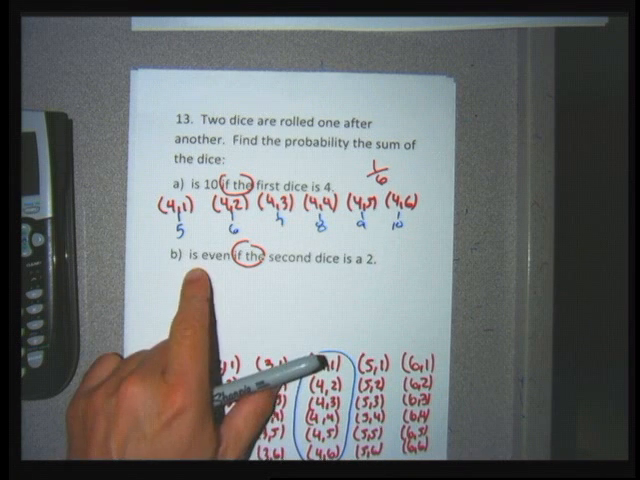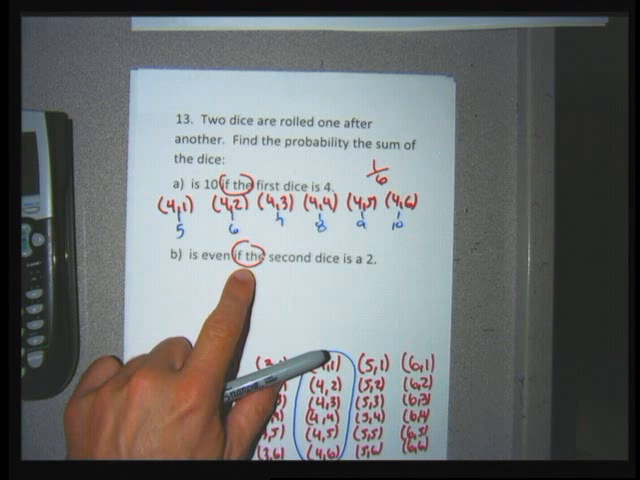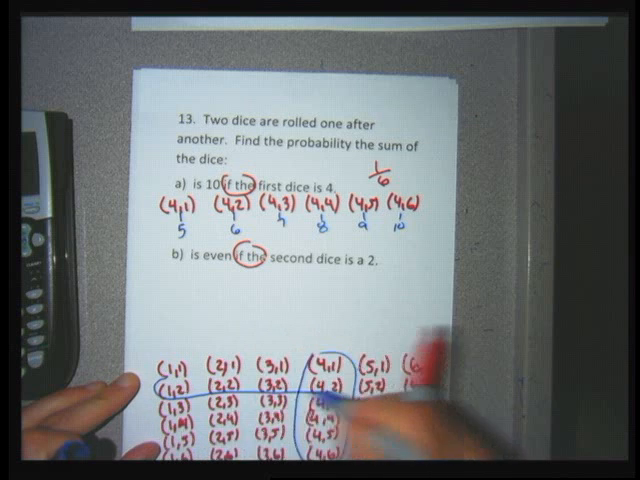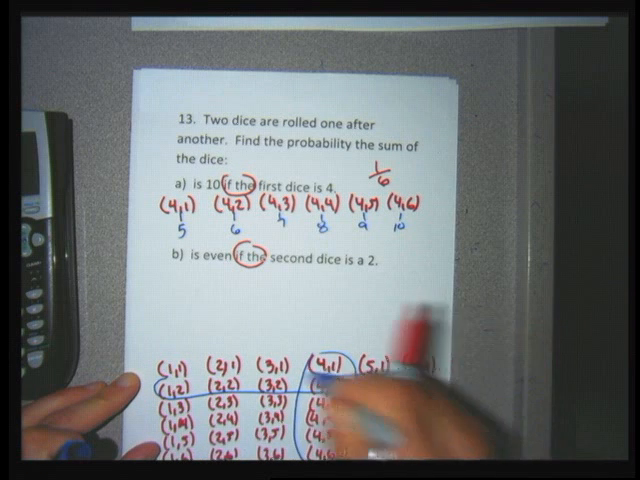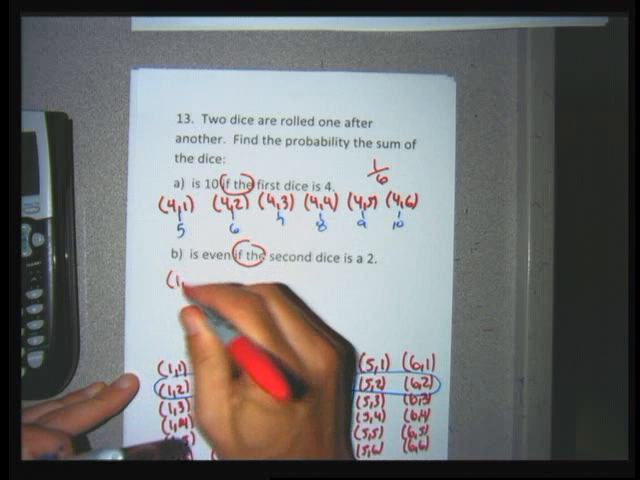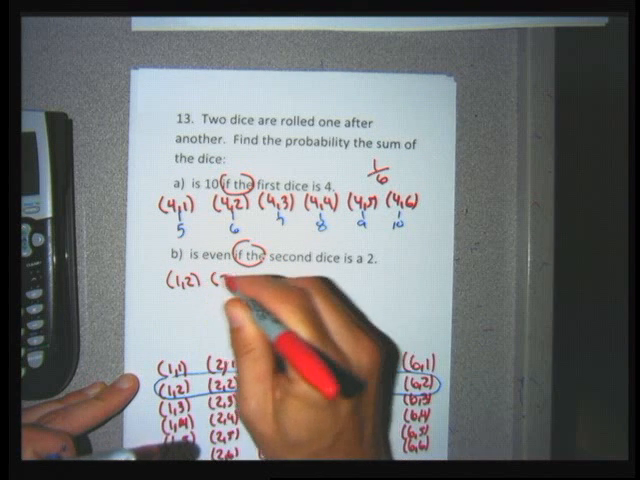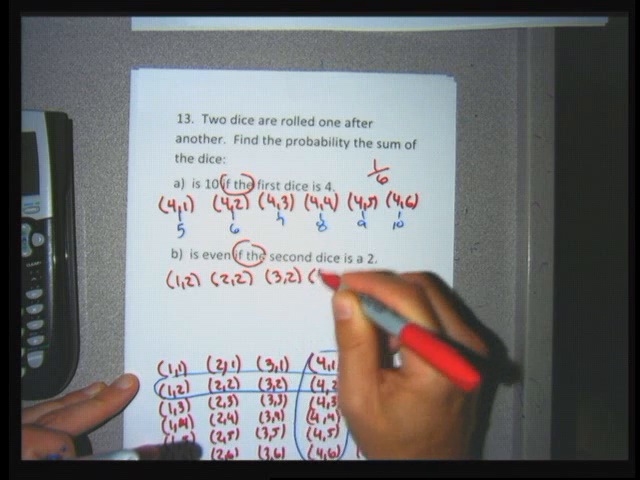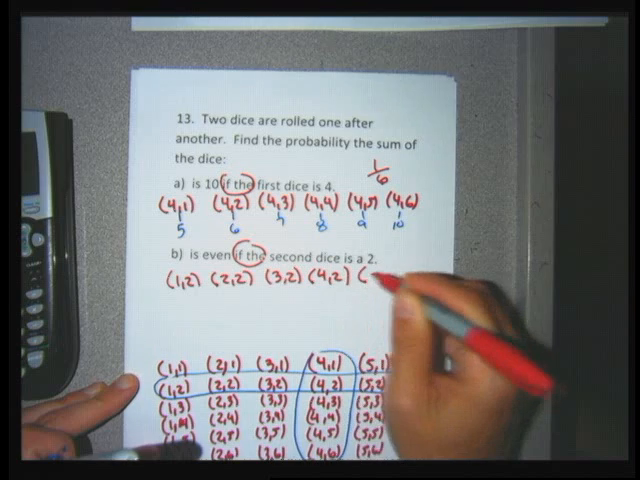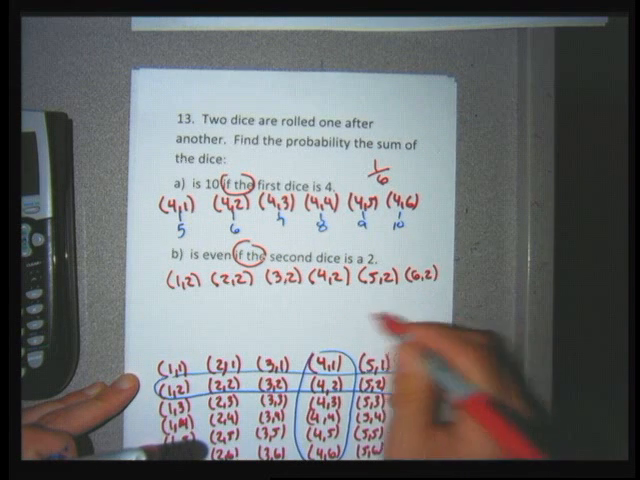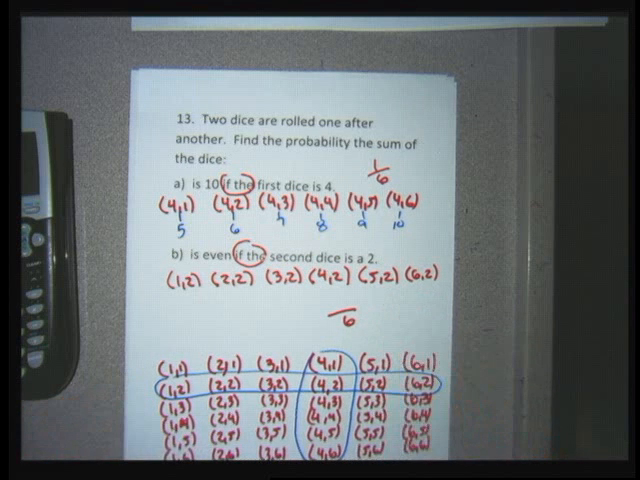B says, what's the probability the sum is even if the second dice is a 2? I need to take the portion of the sample space that I'm worried about. In this case, that's the portion of the sample space that has the second dice as a 2. So the denominator for that probability isn't going to be 36, it's going to be 6, because the if part tells me I'm only looking at this portion of the sample space. And there's 6 things in the sample space that have the second dice 2.